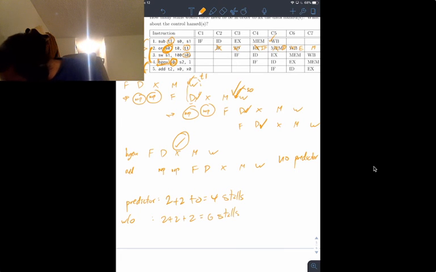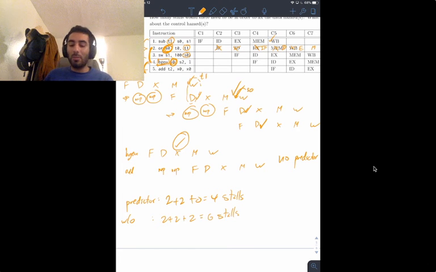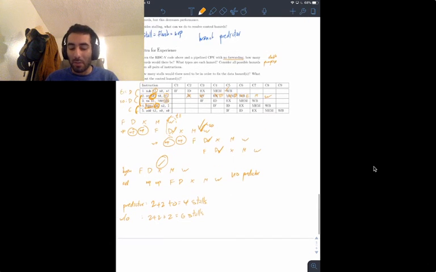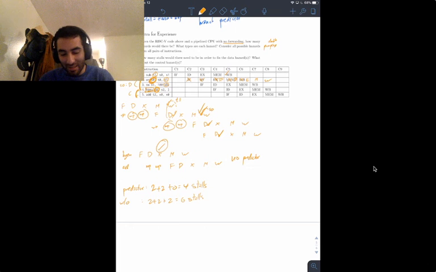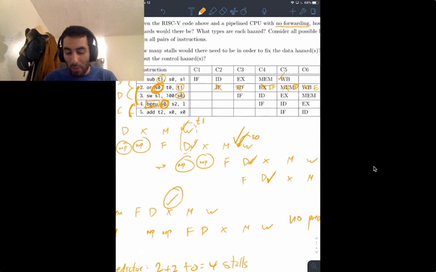So yeah, let me double check my answer. Yeah, so that's the case. And that's how you should approach these kinds of problems. You should write out these diagrams of the F D X M W stages, get everything lined up. Look at the assumptions that you make: forwarding, no forwarding, whether you can read and write in the same cycle, whether double pumping is enabled, all that kind of good stuff. And then from there, you should look at all the enumerations between all the different ones.